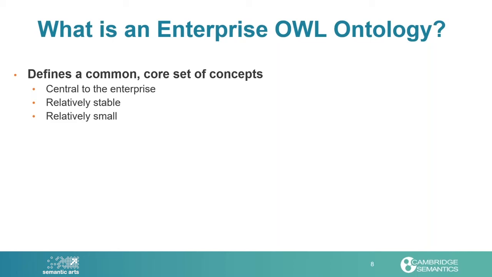The nice thing about this core set of concepts is that it's relatively stable. Technology changes here and there, but the things that are central to a financial services firm or an architectural firm or a real estate company, those things don't change all that fast. It's a relatively stable set of concepts. And also we find in our practice it's relatively small, meaning we'll find there's maybe a few hundred total concepts that the business runs on.